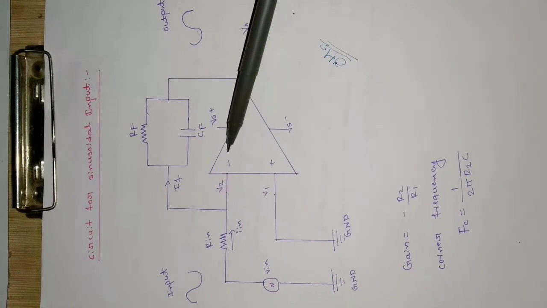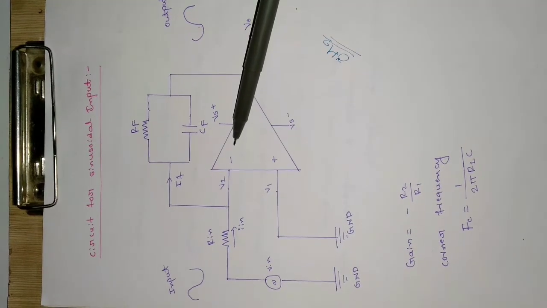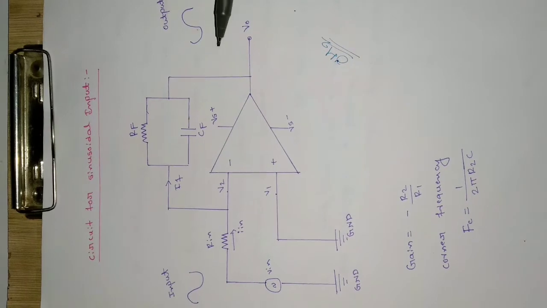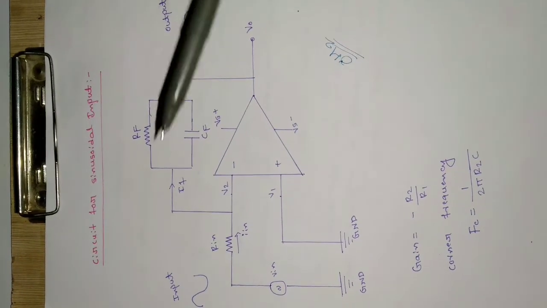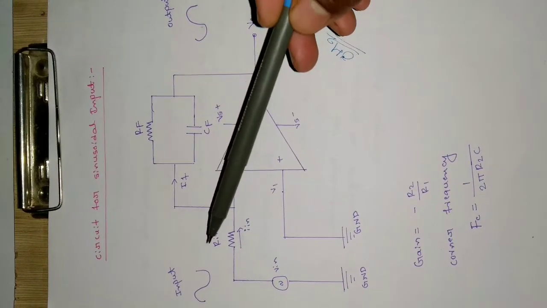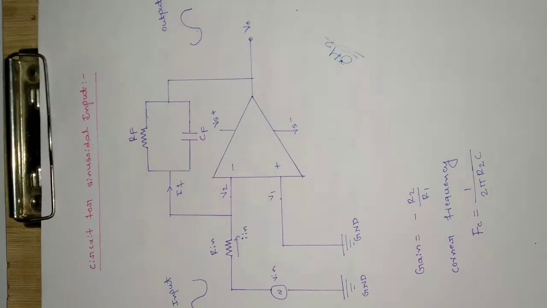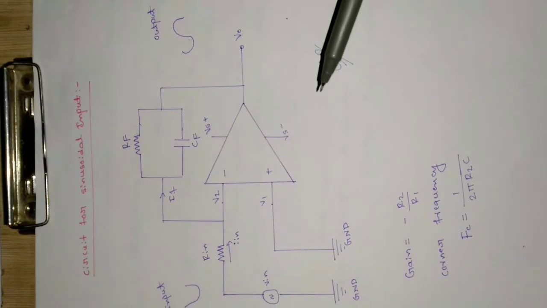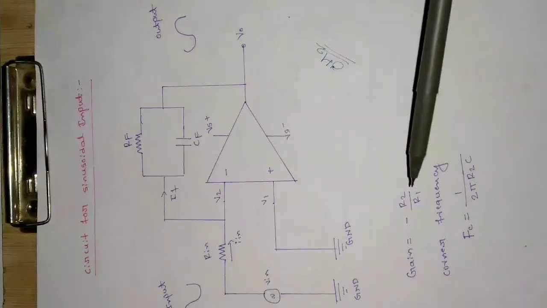All right, so the input is again applied to the inverting terminal. When we give an input sine wave, we'll be getting a cosine wave with a 180-degree phase shift. This is the input sine wave and this is the output we'll be getting. So the gain of the op amp integrator is minus R2 by R1.